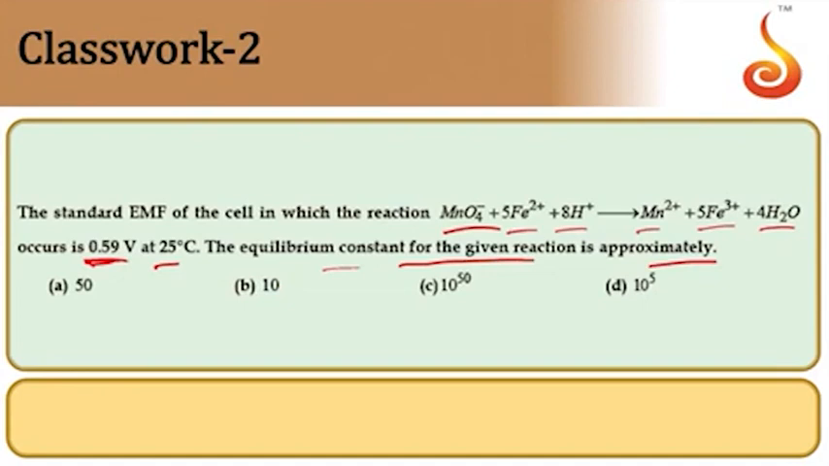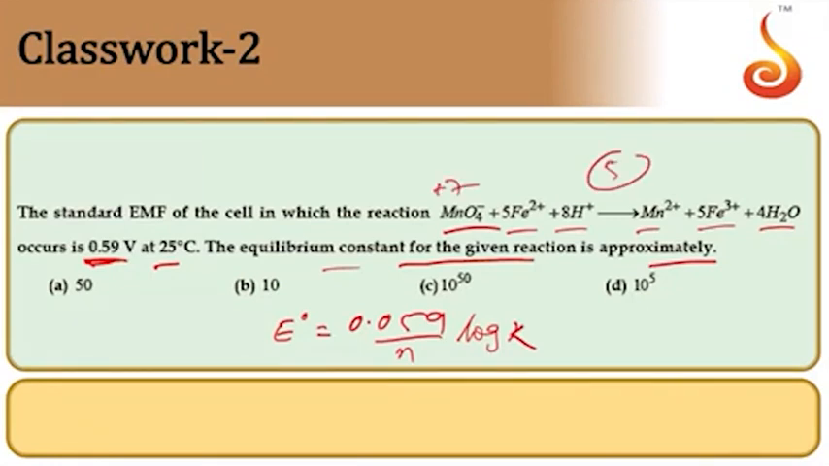So the equilibrium constant is given by E0 equal to 0.059 by n into log K. In this question, the value of n, the number of electrons transferred, will be equal to 5, since Mn+7 becomes Mn+2. So the value of n is equal to 5 for us. E0 is given as 0.59. We need to find out log K.